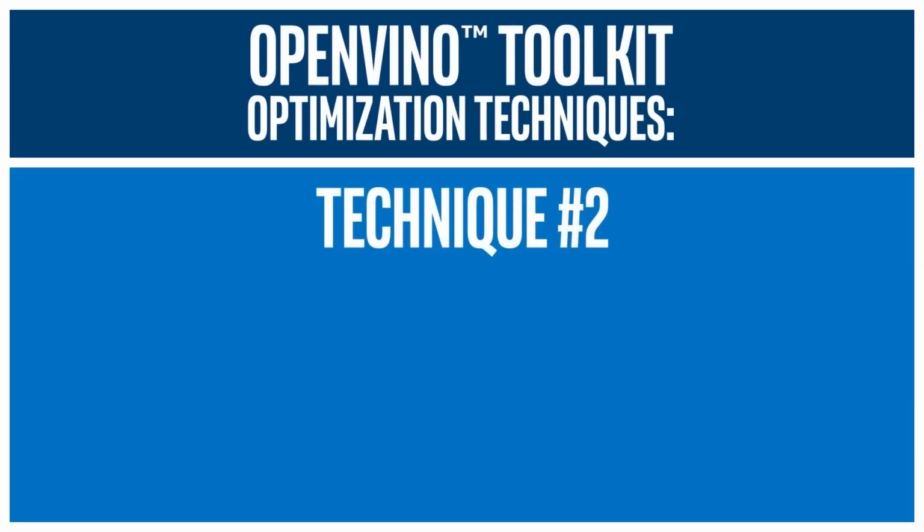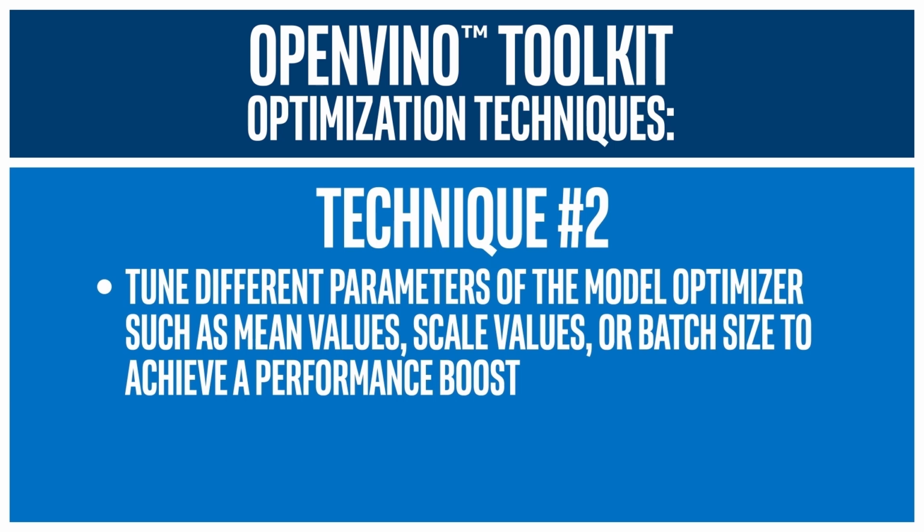The second technique you can try is to tune different parameters of the model optimizer such as mean values, scale values, or batch size to achieve a performance boost. You can increase the batch size to get the optimized value for your application and the model.